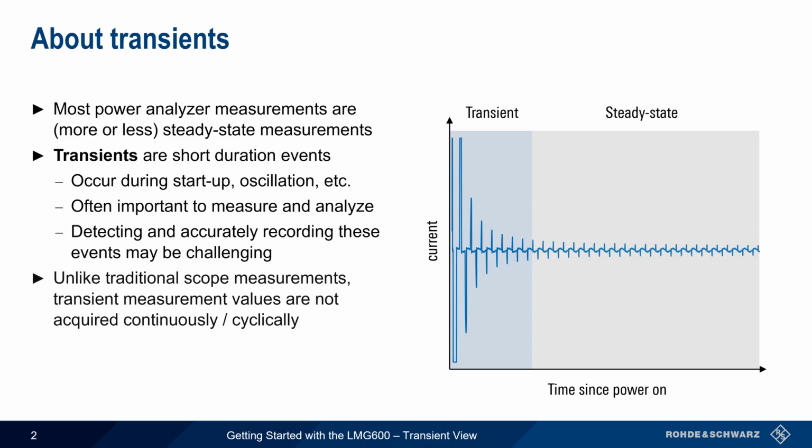It should also be noted that unlike traditional scope measurements, transient measurements are not acquired continuously or cyclically. Rather, these are usually single-shot measurements triggered by a user-defined event. In the remainder of this presentation, we'll explain how to configure, run, and analyze transient measurements on LMG600 series analyzers.